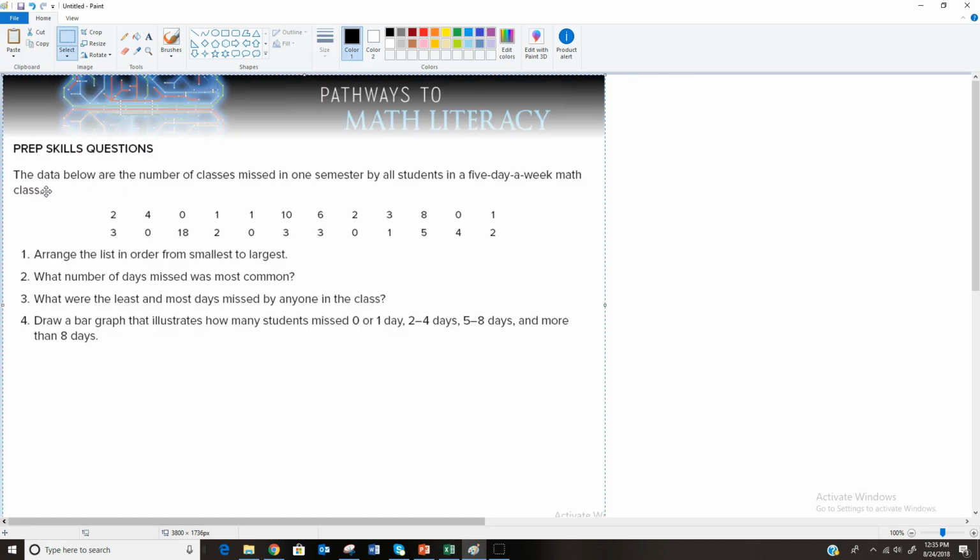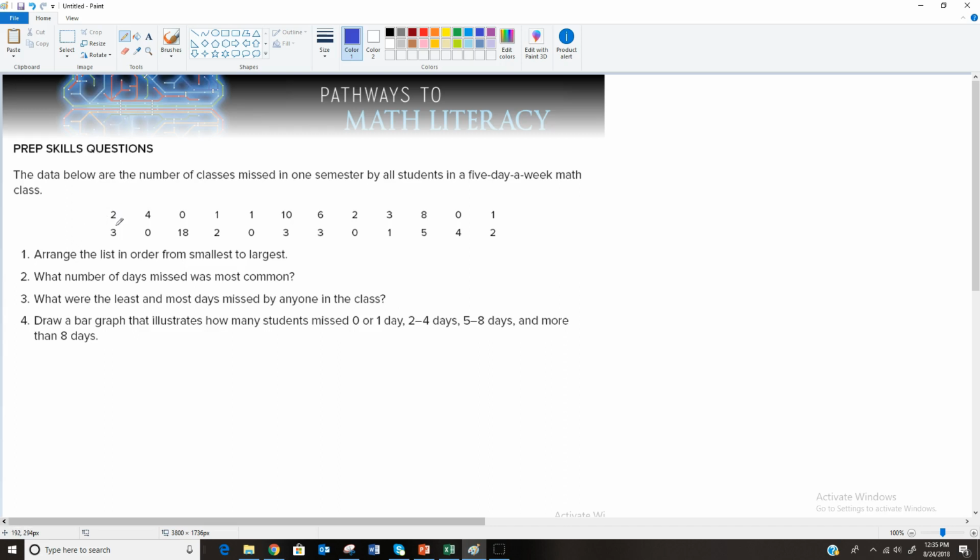So the last thing we need to do for the prep skills are the prep skills questions. We're going to look at the data below. It says these are the number of classes missed in one semester by all students in a 5-day-a-week math class. So in other words, one student here missed 2 days, the next student missed 4 days, and so on. The first thing it says is to arrange the list in order from smallest to largest.